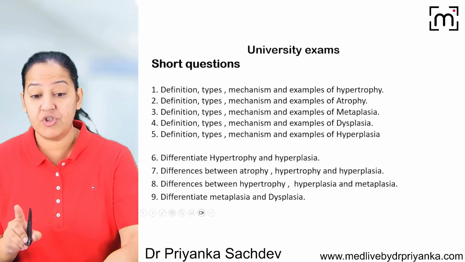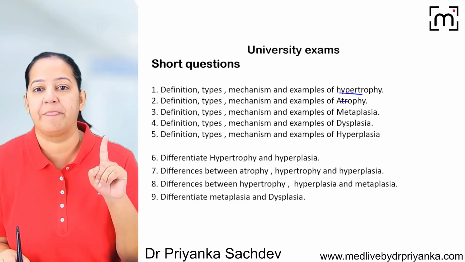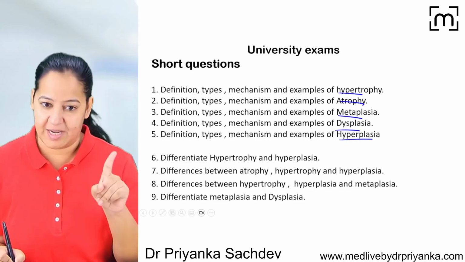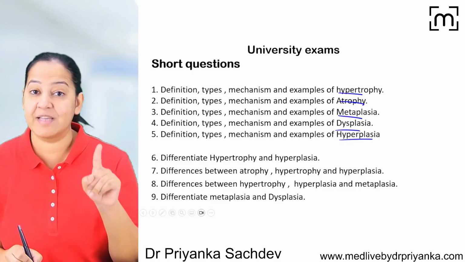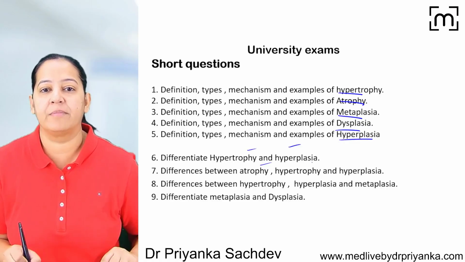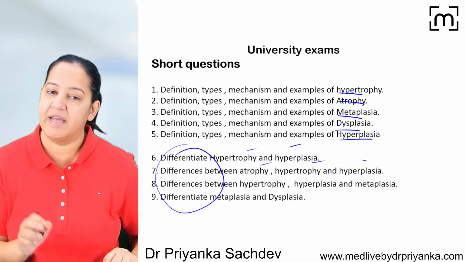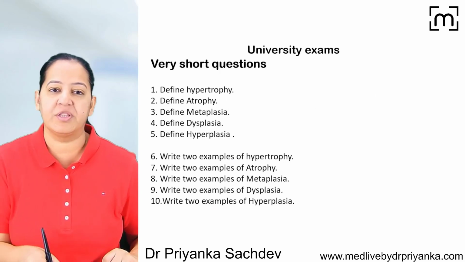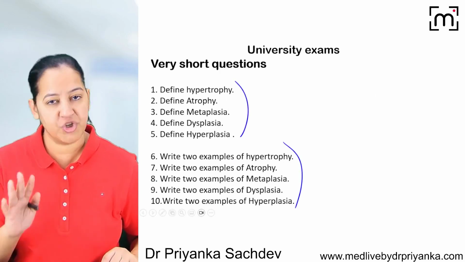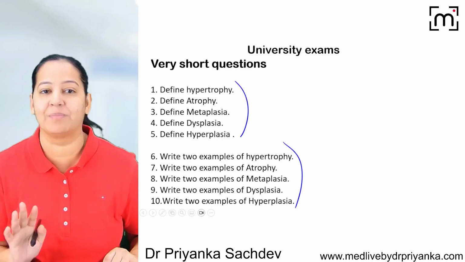Now, if they ask the short question, they will be asking one type, one of the types of the adaptation. They will not ask 5 types. They will be asking one type only. So it's type, mechanism and example of any one type. Or they can ask you to differentiate any 2 of them. They can ask you the differences in the short question. In very short question, they can ask you the definition or example of any one of them. So this is the long, short and very short question which are usually asked from this topic.